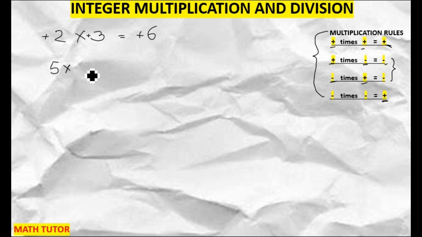5 times minus 4. Here by default we have a positive sign for the 5 and for the 4 there is a negative sign. So from the rule, we are multiplying a positive integer and a negative integer. What will be the answer? The answer will be a negative integer, right? So we get the negative sign here and 5 times 4 equals 20.